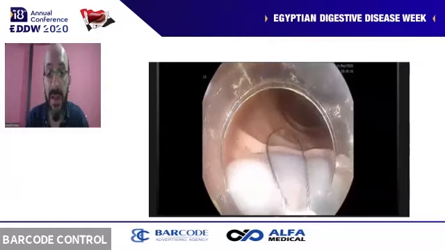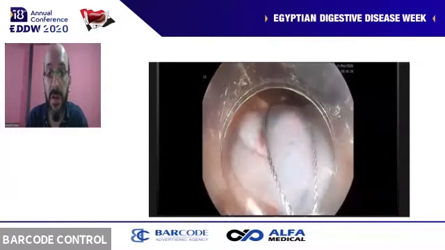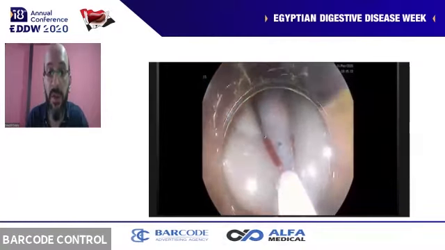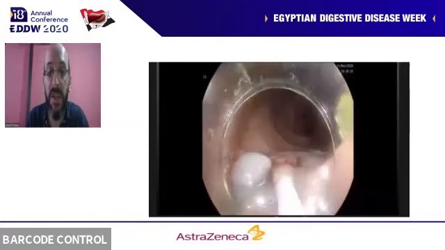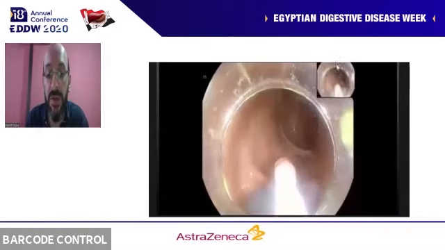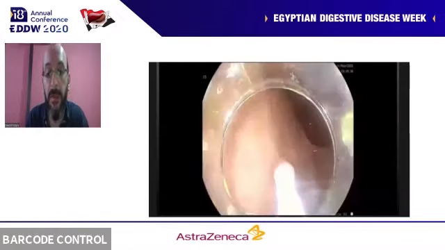We can see here also again, after injection, a little bit of suction with pushing down, you can grip all the polyp. And after resection, it's much easier to check there is no residual polyp by injection of methylene blue.